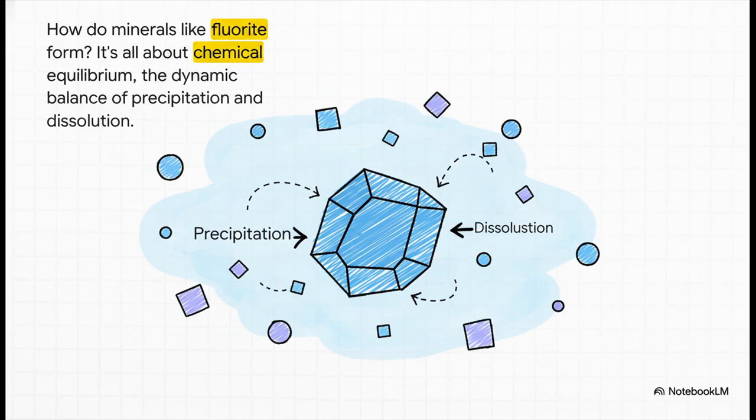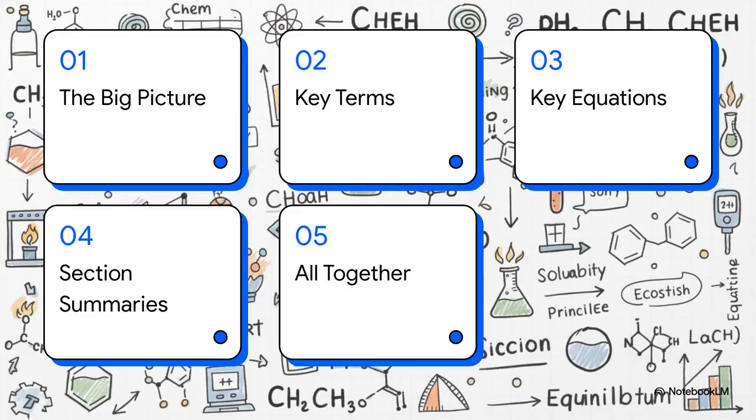The whole process, ions in the water just coming together to make something solid, it's a perfect example of what we're talking about, that constant dance between precipitation and dissolution. All right, here's our game plan. We're going to start with the absolute fundamentals, the key terms and equations you gotta know. Then, we'll walk through the summaries for each section to see how those building blocks are actually used. And finally, we'll wrap it all up to give you that complete bird's-eye view of the chapter.